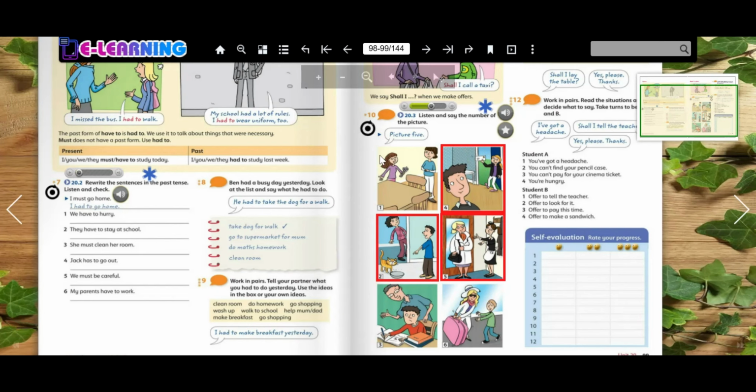Picture 1. What did she say? Shall I lay the table?